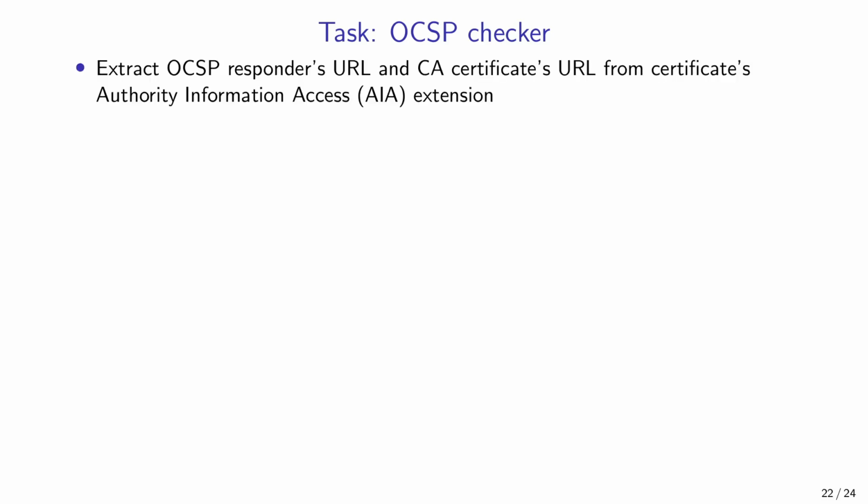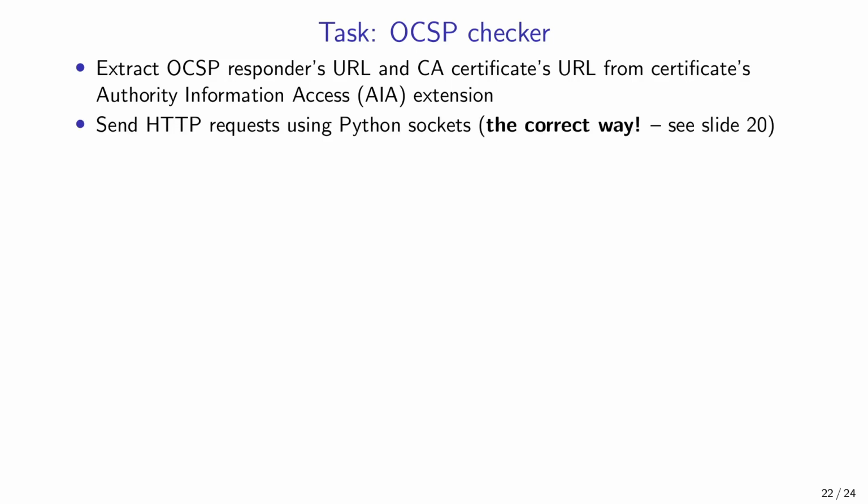Some notes. The code has to extract the OCSP responder's URL and CA certificate's URL from the certificate's authority information access extension. Send the HTTP request using Python sockets the correct way, which was explained on slide 20. The purpose of this homework is to learn how to correctly send and receive bytes using sockets.